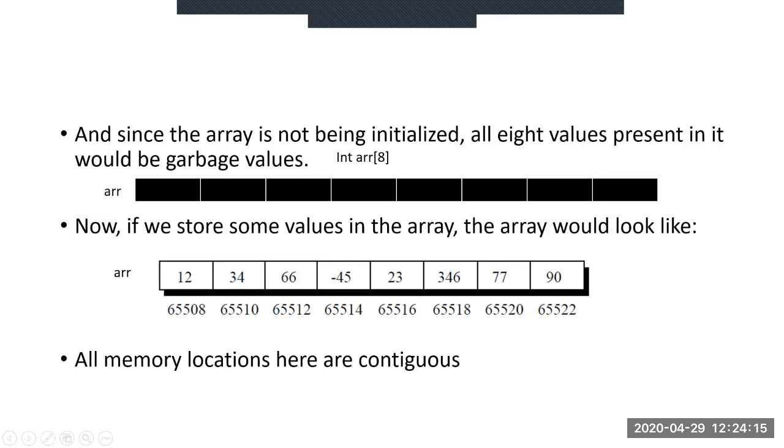Now, just have a look at the actual addresses. Suppose 65508 is the address of the first memory location of the array, the 0th location, right? What is going to be the address of the second element of the array? It is not going to be 65509. It is going to be 65510. Why? Because it is an integer array, and this 12 is going to take 2 bytes to get stored.